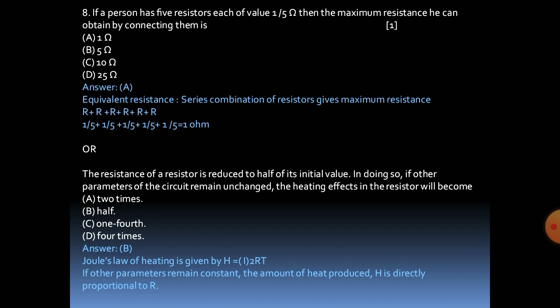Following Joule's law of heating, which is H equals I square R into T, अगर सारे पैरामीटर्स कांस्टेंट रह रहे हैं, the amount of heat produced will be directly proportional to the resistance. So if you are changing the resistance to half, the heat produced will also be half. जितना आप रेजिस्टेंस में चेंज करेंगे उतना ही सीधा इफेक्ट पड़ेगा हीट प्रोड्यूस्ड पे, फॉलोइंग द जूल्स लॉ ऑफ हीटिंग. So the correct answer will be option B, half.